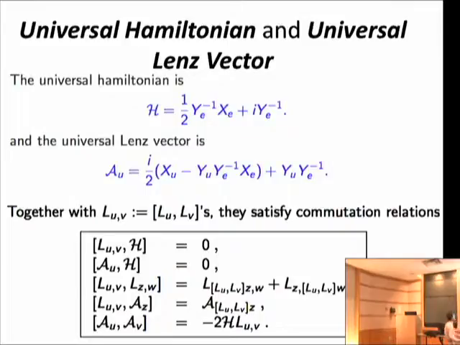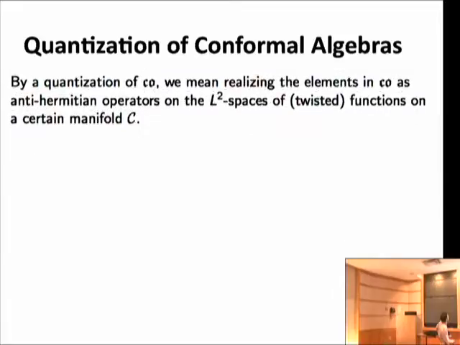And we have similar things in the original case. Now, this is a universal algebraic relation. What do I mean by quantization of a conformal algebra? By quantization of a conformal algebra, we really mean realizing the elements in the conformal algebra as anti-Hermitian operators on the L2 space of functions on a certain Riemannian manifold. I say anti-Hermitian because we are mathematicians; physicists usually want Hermitian. I put a twist there because I allow the case where you have vector bundles. Then you talk about sections, and sections of a vector bundle are called twisted functions.